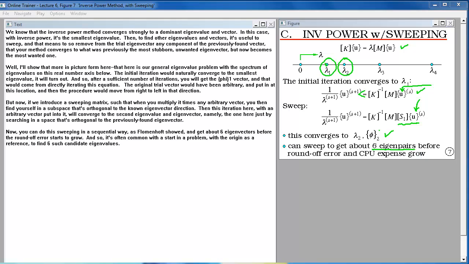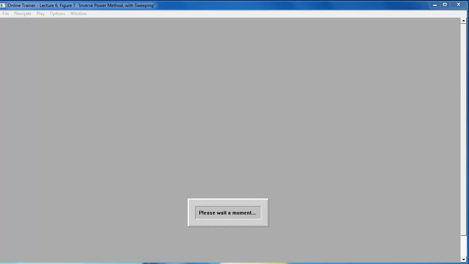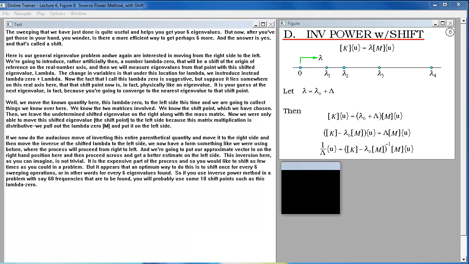And so it's often common, starting in a problem with the origin as a reference, to perhaps find 6 such candidate eigenvalues. The sweeping that we have just done is quite useful and helps you get your 6 eigenvalues. But now, after you've got those in your hand, you wonder, is there a more efficient way to get perhaps 6 more? And the answer is yes, and that's called the shift.